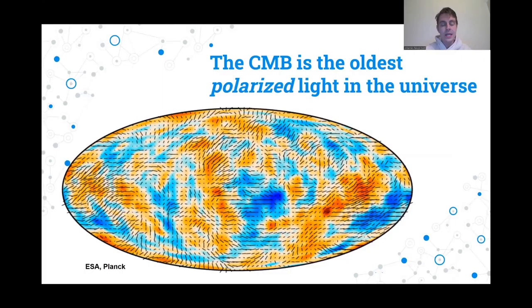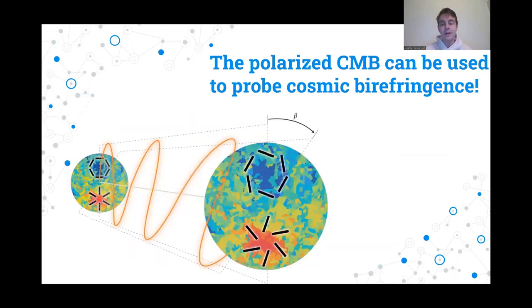And since the CMB is the oldest polarized light in the universe, it's therefore a very good probe of measuring cosmic birefringence. These are photons that have been traveling for 14 billion years. And so we can therefore see if their linear polarization has rotated, as you can see in this diagram, from mostly E modes into something that looks more like B modes.